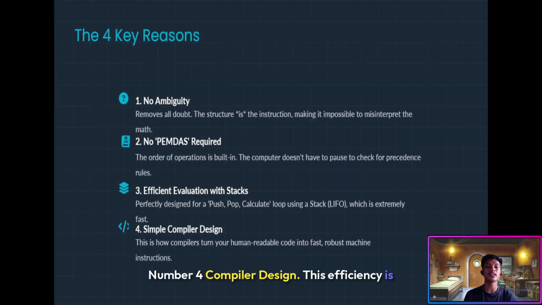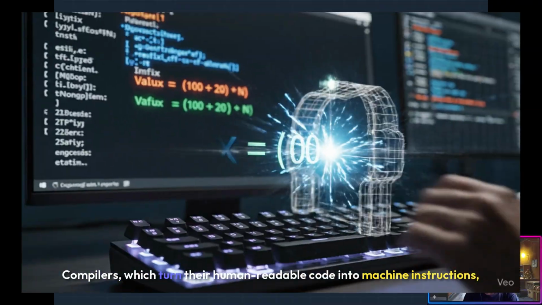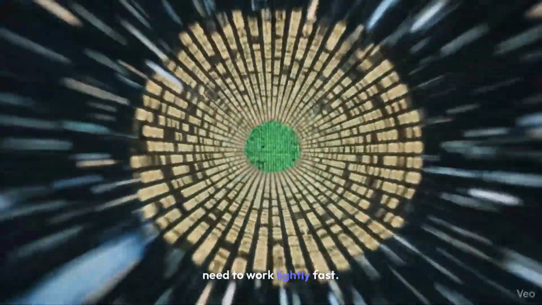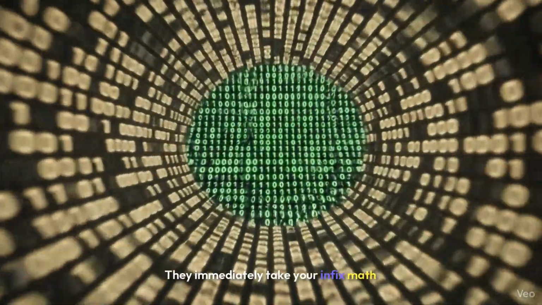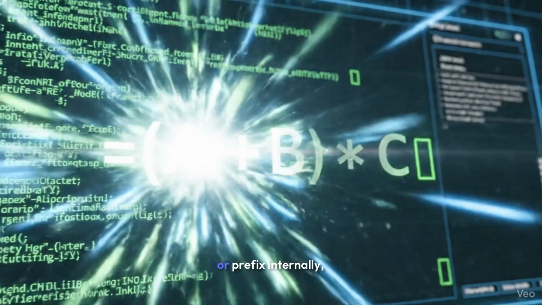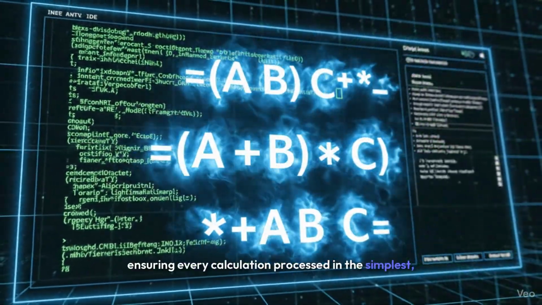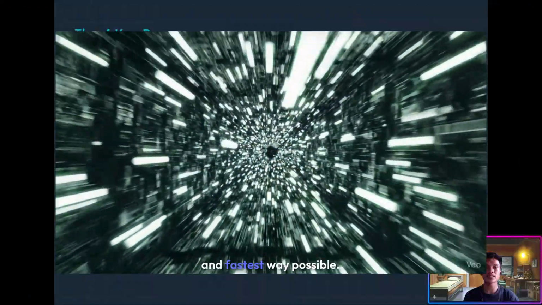Number 4, compiler design. This efficiency is why they are crucial in compiler design. Compilers, which turn your human-readable code into machine instructions, need to work lightning fast. They immediately take your infix math and convert it to postfix or prefix internally, ensuring every calculation is processed in the simplest, most robust, and fastest way possible.